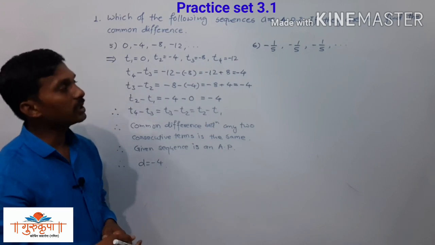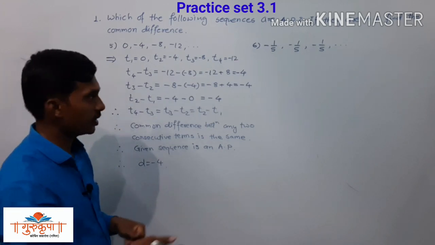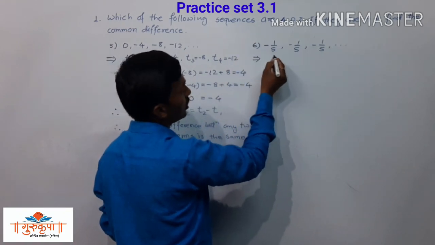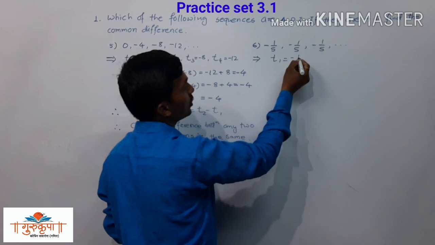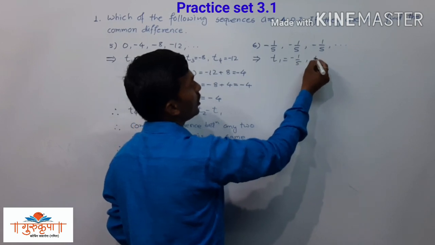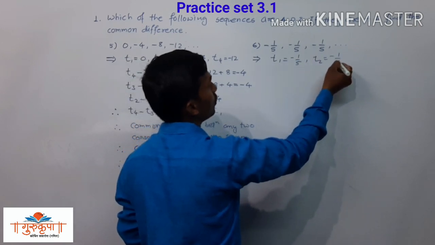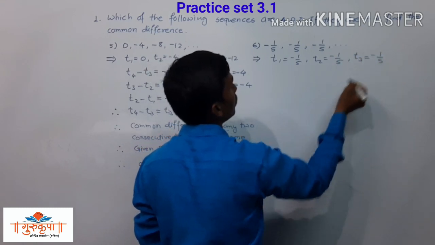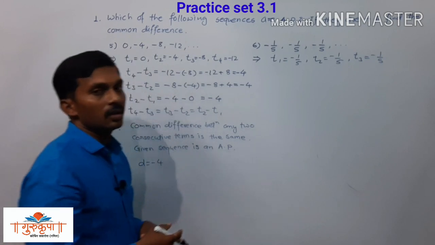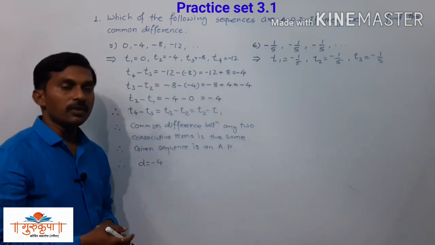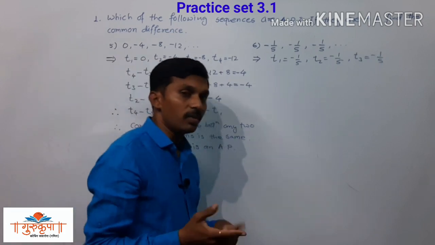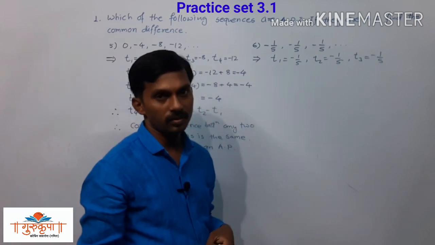Now we have example number 6. In this example we have given three terms. T1 is equal to -1/5, T2 is equal to -1/5, and T3 is equal to -1/5. By observation only we can say that it is an AP. Since each and every term is the same, the common difference is 0.